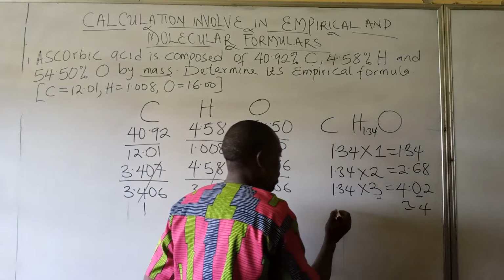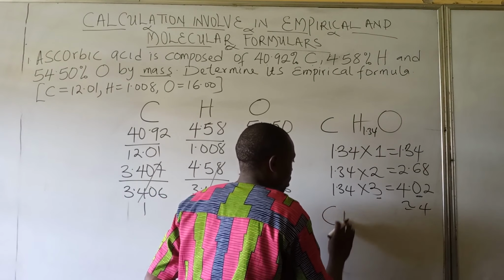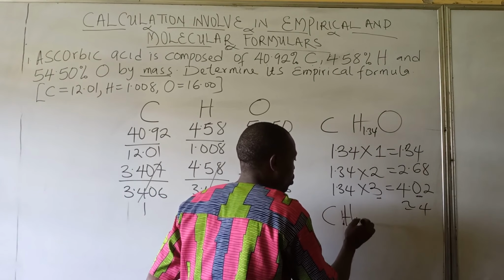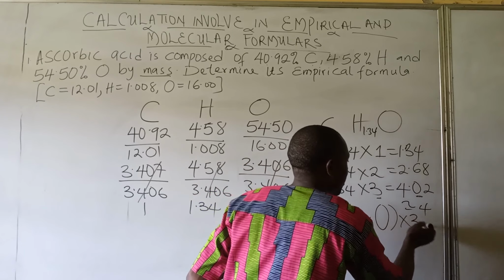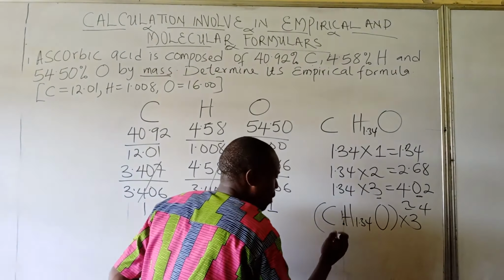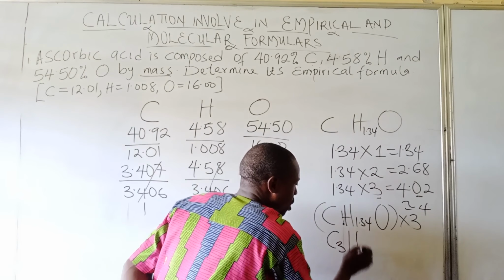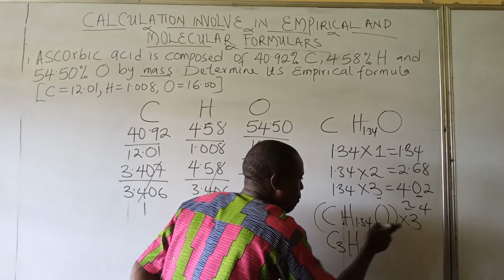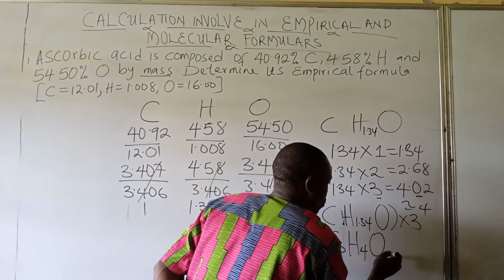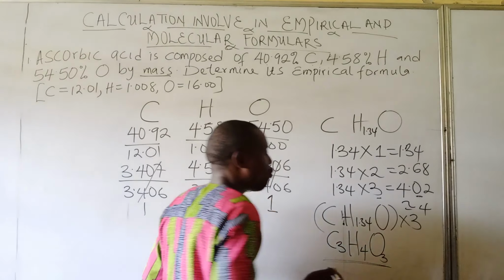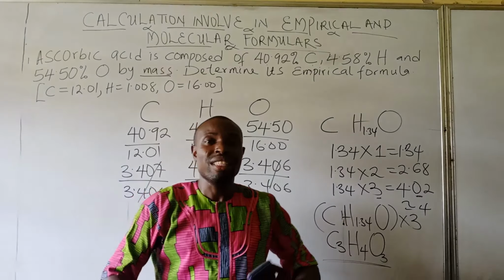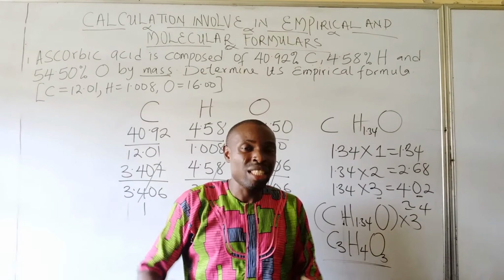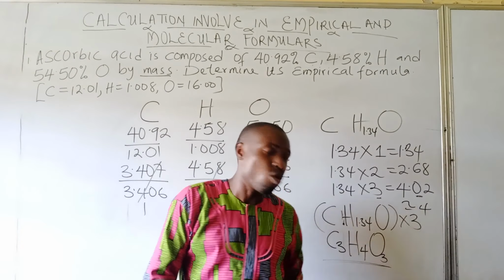So what do we do here? Here is carbon, hydrogen, and here is oxygen. So multiplying by 3, 3 times that of carbon will give me C3, hydrogen will give me 4, while oxygen will give me O3. So this is the empirical formula for ascorbic acid. Now, our next question, we'll solve more questions.